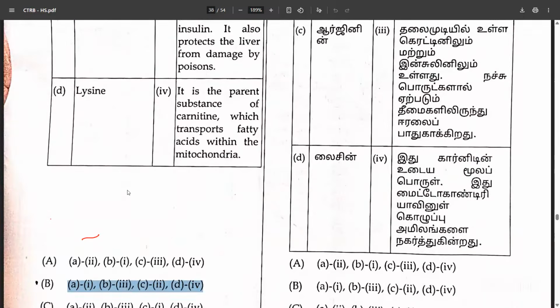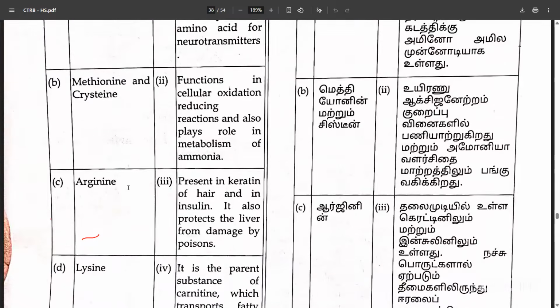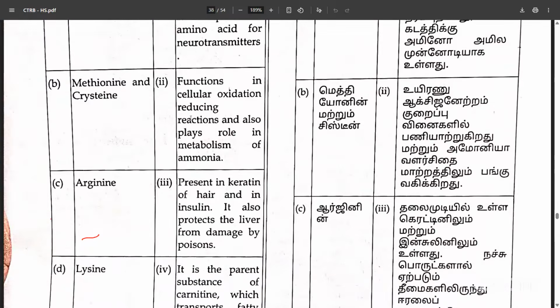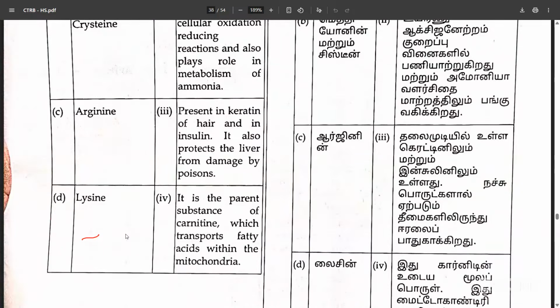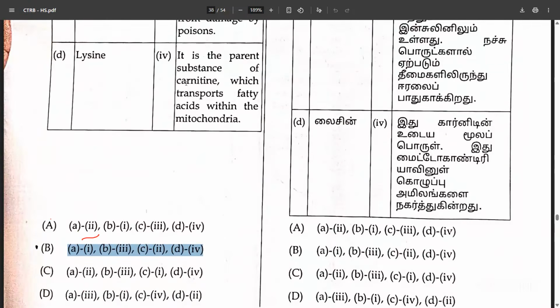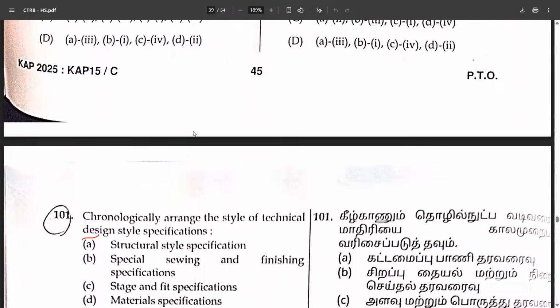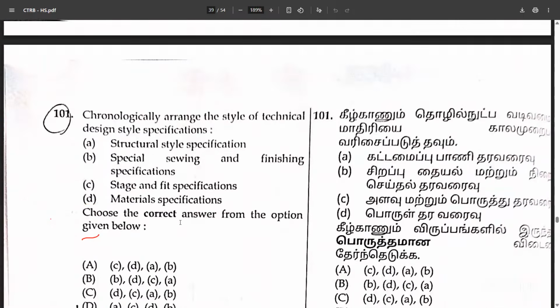Arginine will be matched with the function in cell oxidation-reduction reaction, and it also plays a role in metabolism of ammonia. Lysine will be matched with: it is a parent substance of carnitine, which transports fatty acids within the mitochondria in the production of ATP.